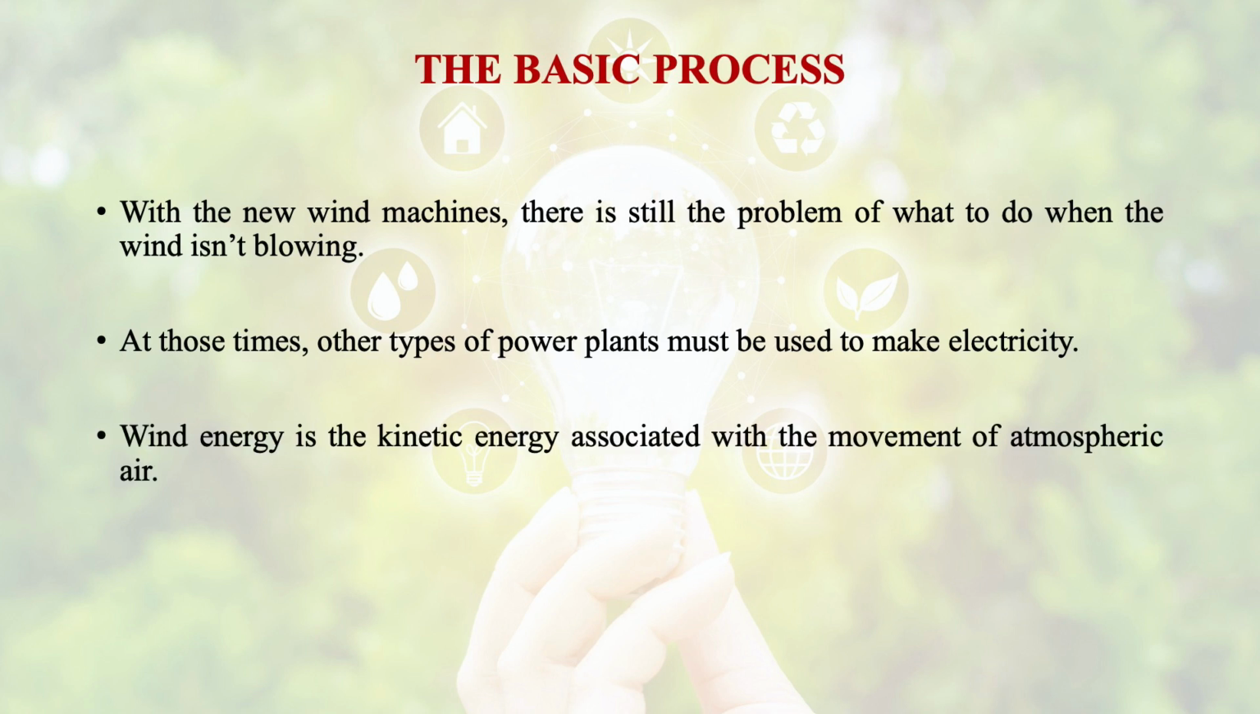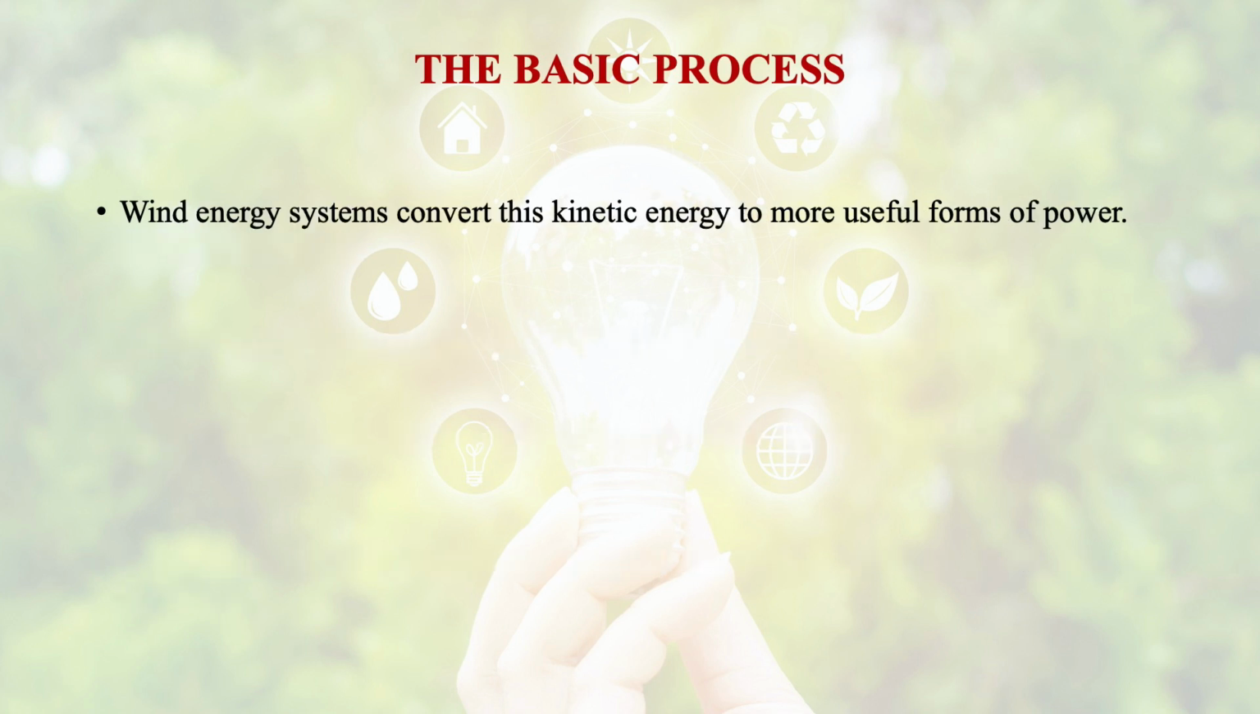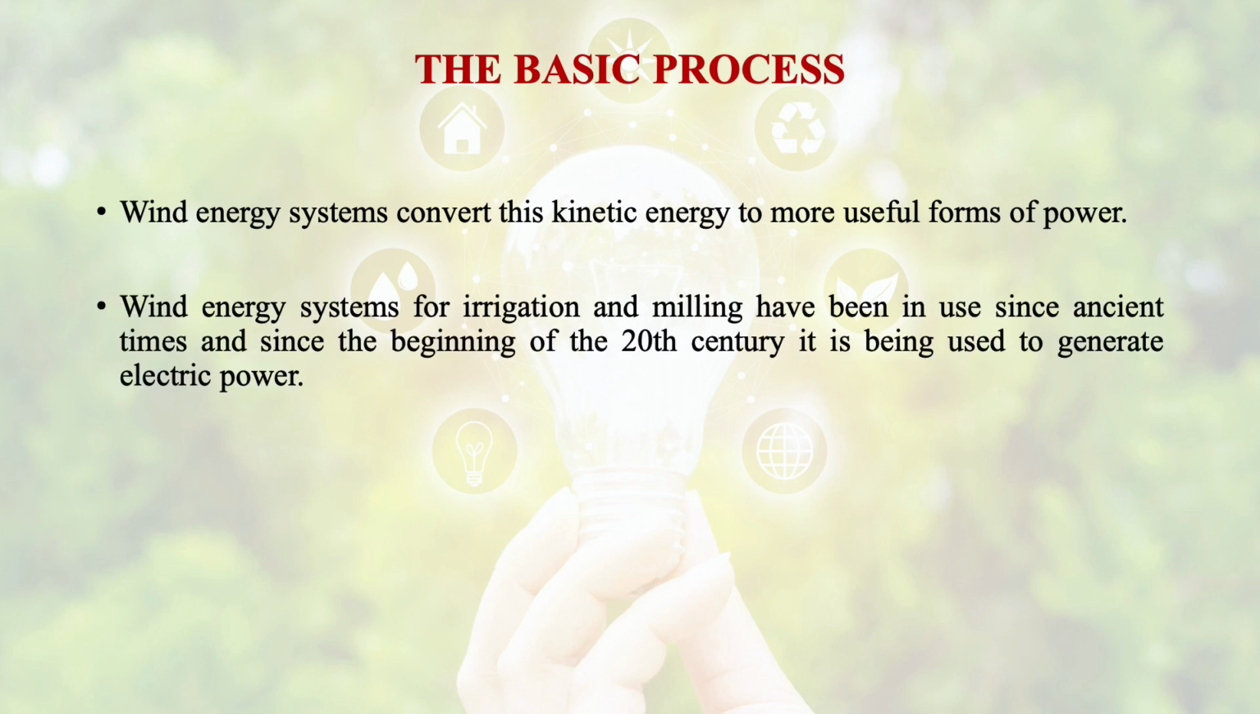Wind energy is the kinetic energy associated with the movement of atmospheric air. It has been used for hundreds of years for sailing, grinding grain, and for irrigation as well. This wind energy system converts this kinetic energy to more useful forms of power. Wind energy systems for irrigation and milling have been in use since ancient times, and since the beginning of the 20th century, it is being used to generate electric power as well.